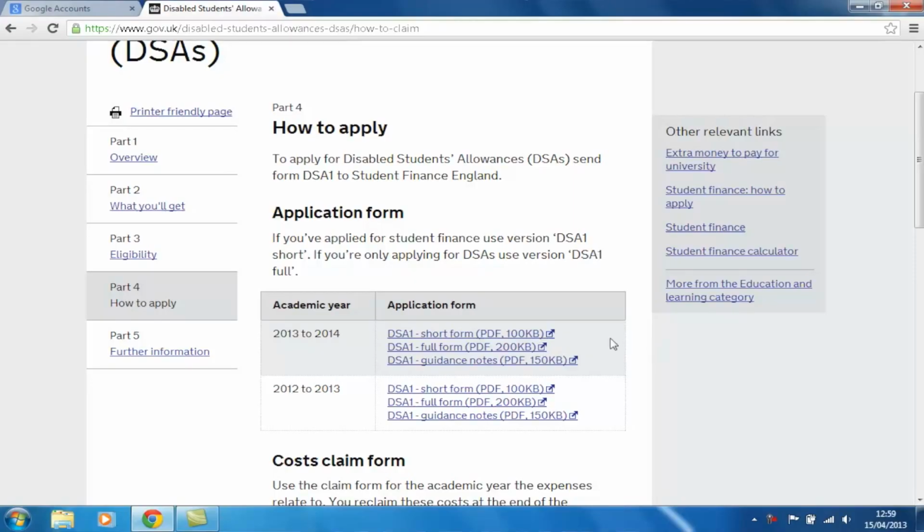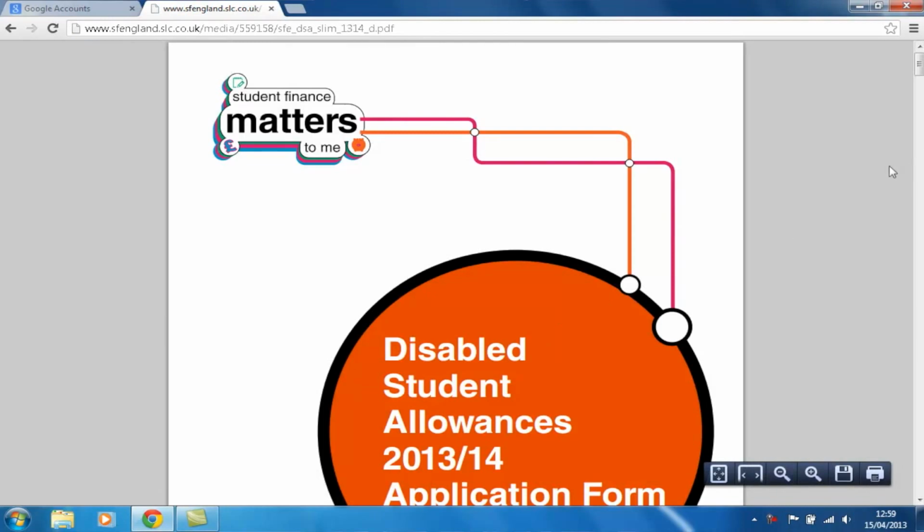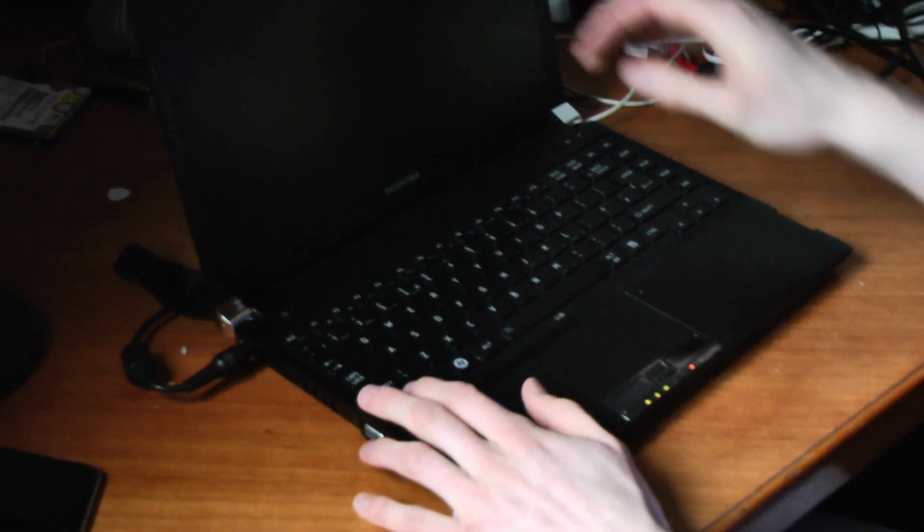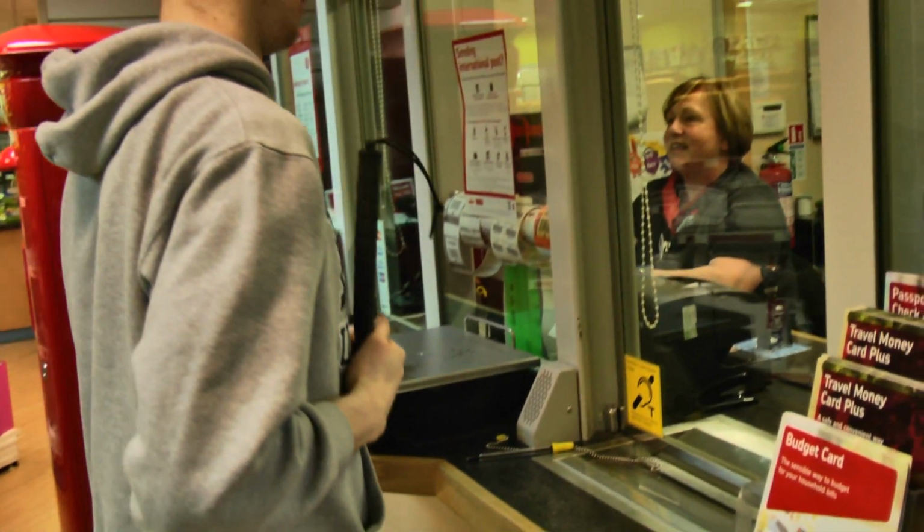Because I have disabled students allowance, DSA, I could choose what screen reader I had, and I chose SuperNova because when I lost the sight that I had in 2005, I could carry on using the computer. I would just turn off the parts of magnification that I used. And in hindsight, I think it was really important to me that I still had that independence.